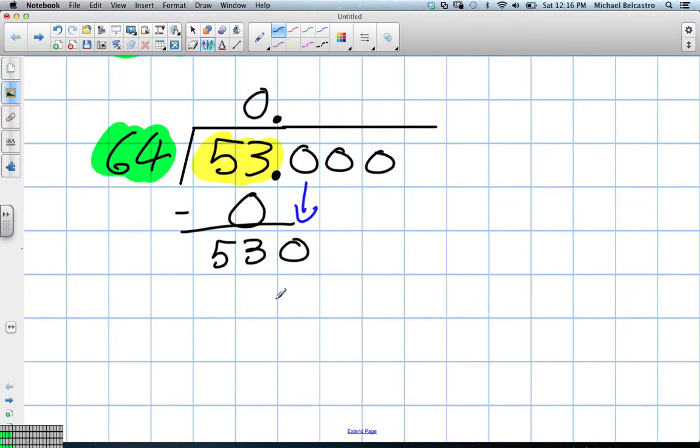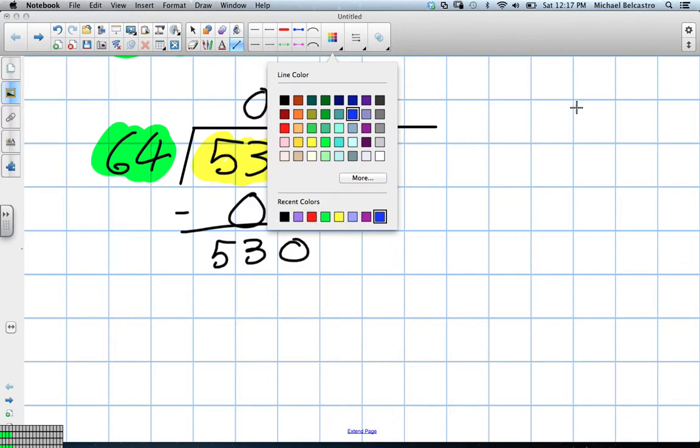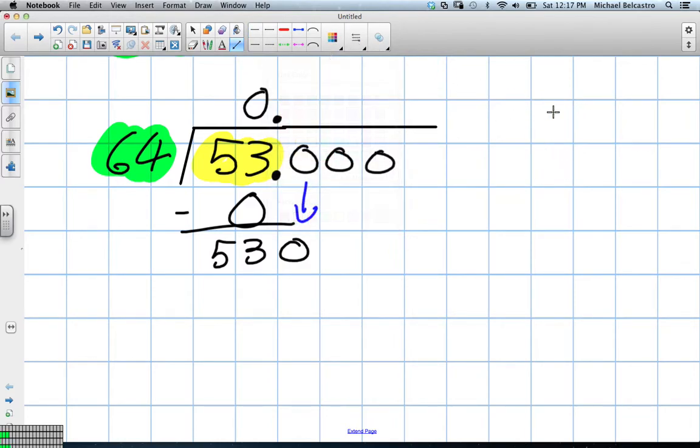530. That's right. 64 going into that? Yep. Now we've got to figure out how many times, though. With long division, sometimes we might end up repeating parts of our multiplication. So what I like to do is use what I call a side calculation. I put a little line on the side, and I do all my multiplying, because we know we're going to be working with multiplying, right?